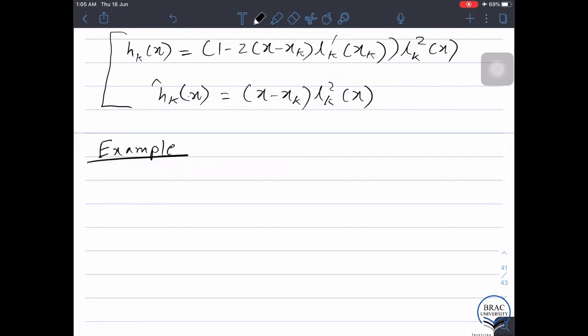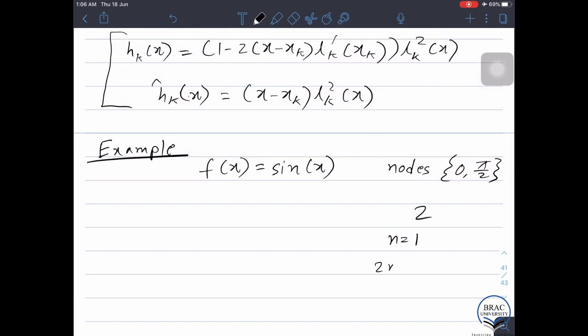So the example is that f of x is equal to sine x, and my nodes are at 0 and pi by 2. Okay, so how many nodes do I have? It's 2. So what is my value of n? It's 1. And what is the degree of my polynomial then? It's twice n plus 1, which is 2 plus 1, and that is 3. All right, so I'll have a degree 3 polynomial. That's my prediction. And let's check now.